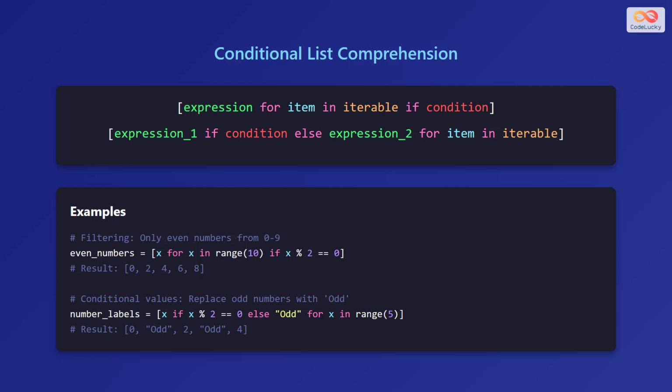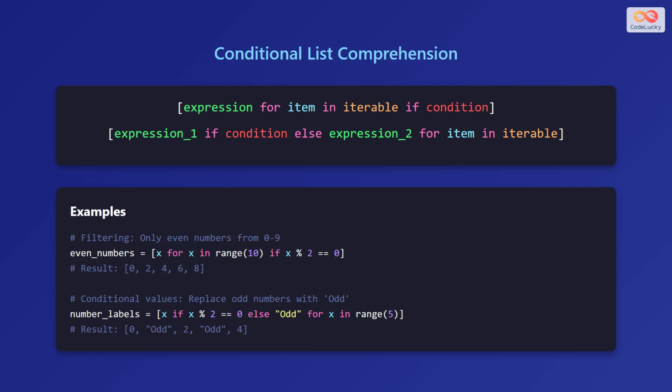List comprehensions can also include conditions to filter elements or modify values based on certain criteria. The syntax for conditional list comprehension comes in two primary forms. The first is expression for item in iterable if condition. Only items that meet the specified condition will be included in the new list. The second form is expression1 if condition else expression2 for item in iterable. This allows you to apply different expressions based on whether the condition is met.